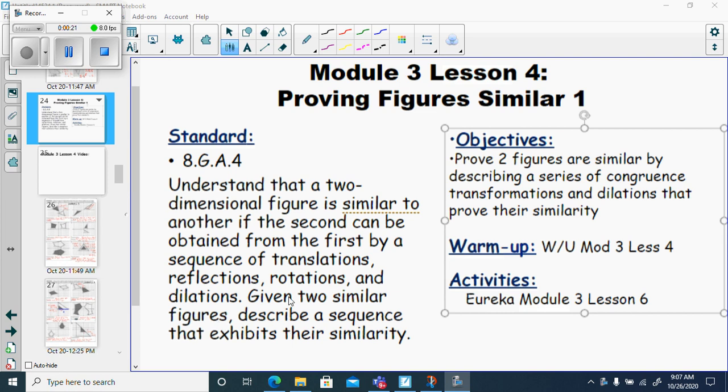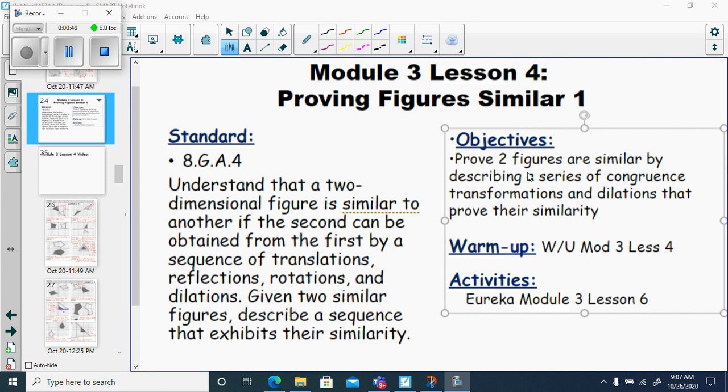Okay, now let me say this. We've already done this, but we did it with congruent figures. Remember how we proved that two figures were congruent? By using translations, reflections, and rotations to map them on top of each other. Well, now we're going to do the same thing, but if a figure is similar, we're going to have to dilate it first and then use translations, reflections, and rotations to get them on top of each other.